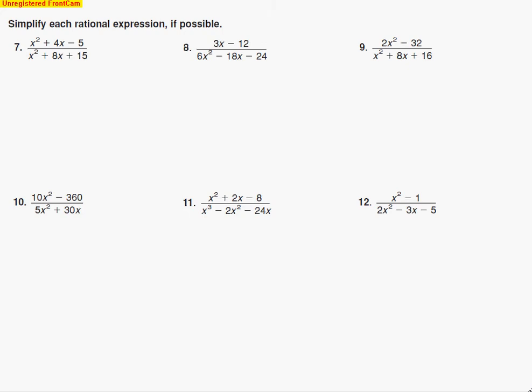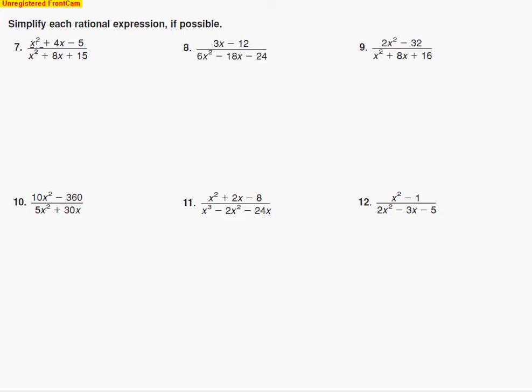Today's directions ask us to simplify rational expressions if possible. So what we're going to end up having to do is factor. That's what we always have to do. The common mistake people are going to make on this first problem, labeled number 7, is they're going to cross off the x squareds. You can't do that because it's not really x squared on top. It's x squared plus 4x minus 5.